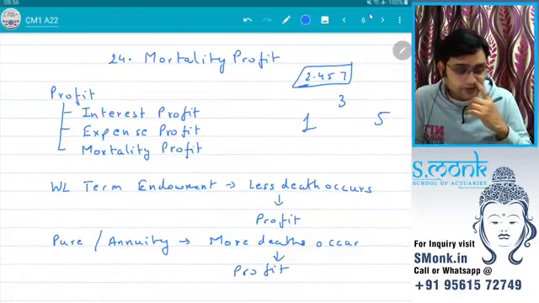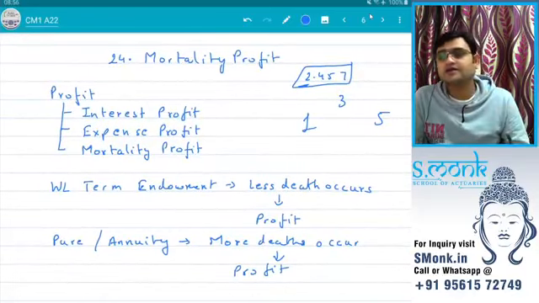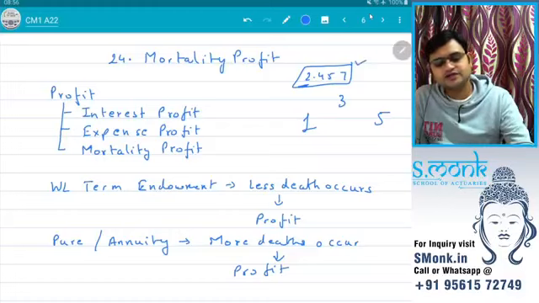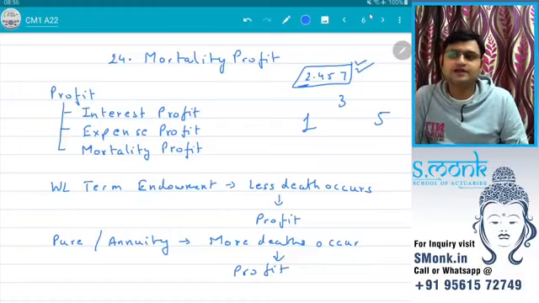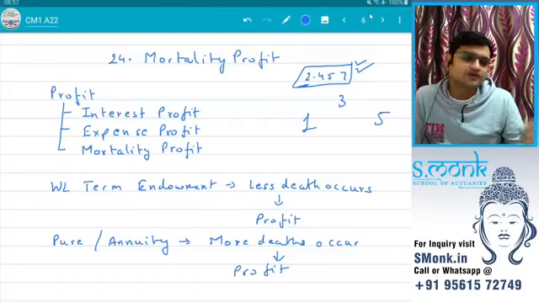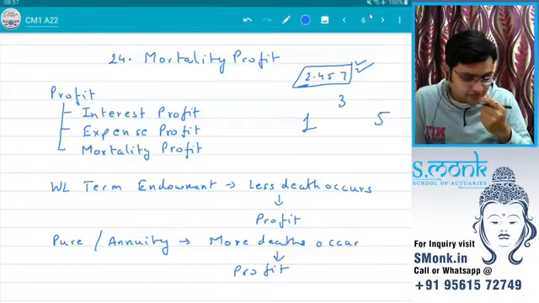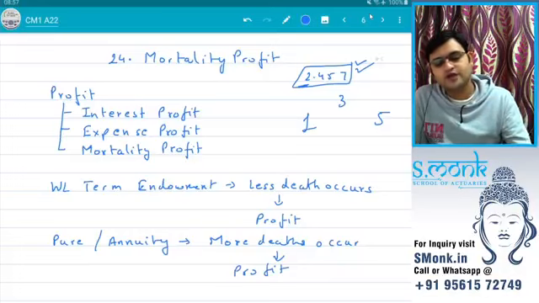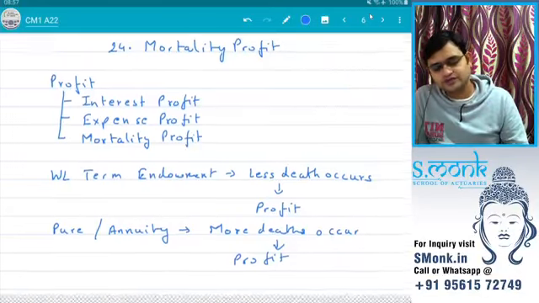So depending on what is happening, we expected a certain number of deaths, but in actuality we got a different number of deaths. In that case, we are having either profit or loss. So we can have either mortality profit or mortality loss. That is what we are studying in this particular chapter.